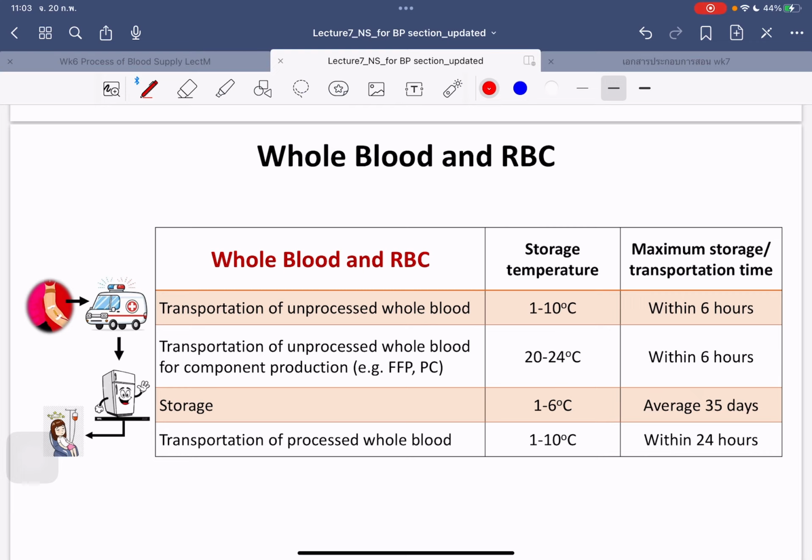What does this mean? When you transport from the storage to the patient, you should imagine that sometimes your hospital cannot directly collect blood from the donor. You have to ask another hospital. In that case, you can transport within 24 hours.